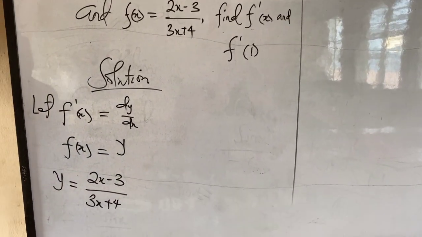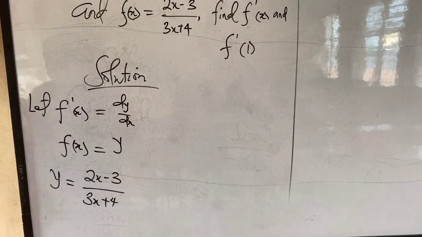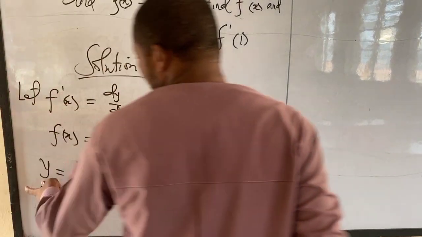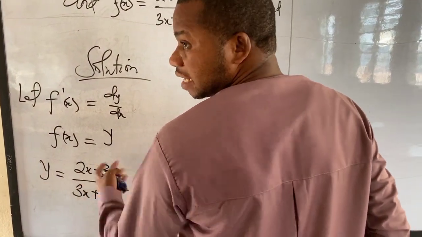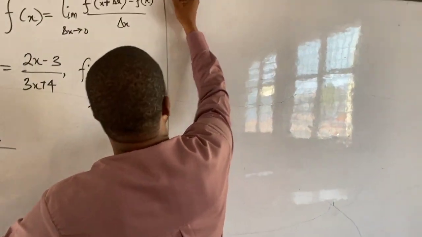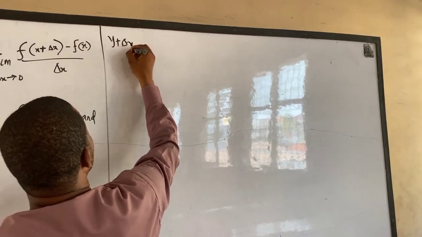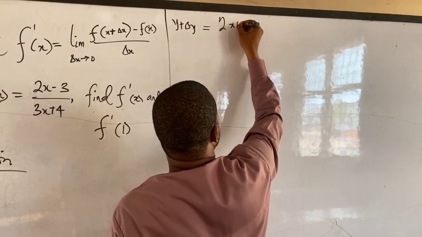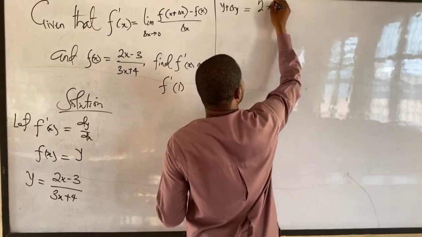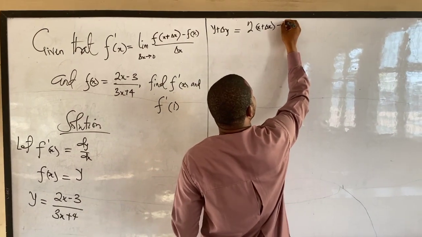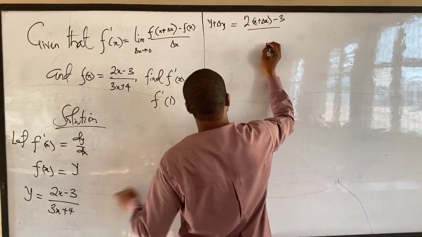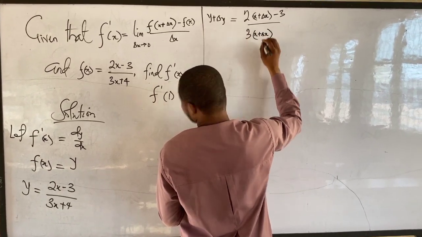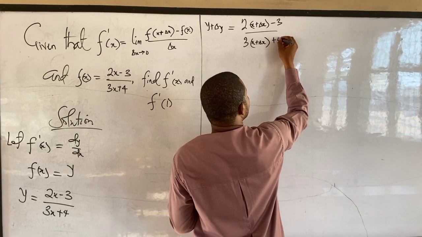So by reason of this, I'm now going to differentiate using first principle method. For every y, there is one change in y. For every x, there is change in x. So for y, I'm going to have y plus change in y is equal to 2 times x plus change in x, minus 3, all over 3 times x plus change in x, plus 4.